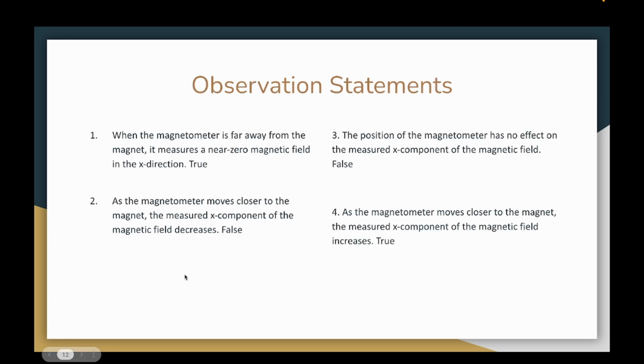So some observation statements, and this has to do with the distance dependence formula and the inverse square law. Statement 1 was found to be true, 2 and 3 false, and 4 true, and basically it all follows that inverse square law that the magnetic field decreases as distance increases.